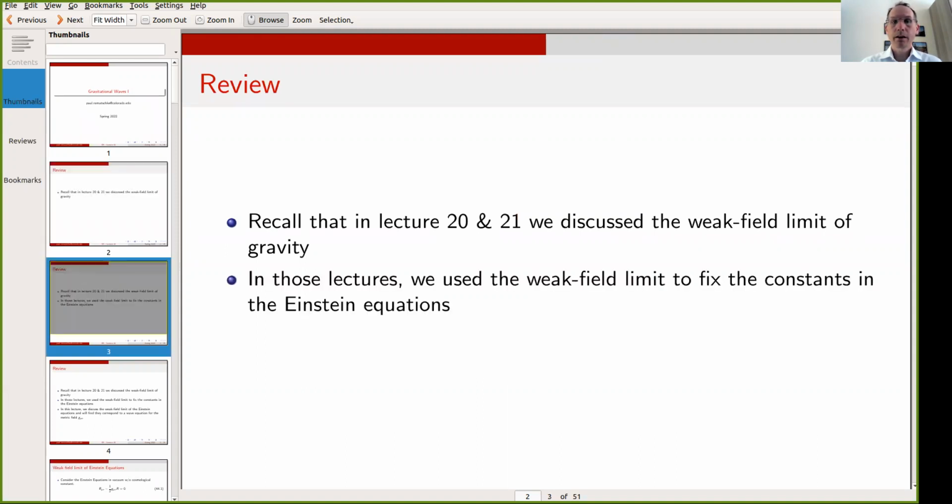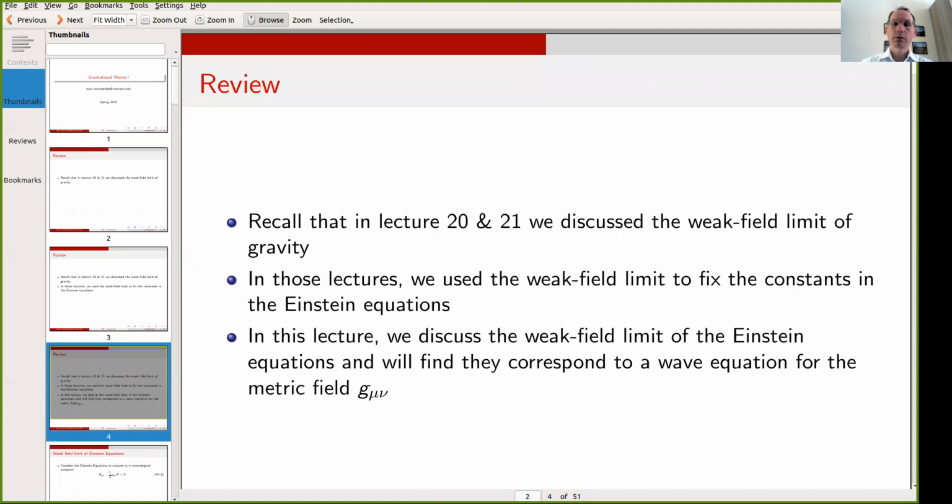In those lectures, we used the weak field limit for a particular purpose, namely we needed to fix the constant on the right-hand side of Einstein equations. So we used the weak field limit there to express the Einstein equations as a limit of the Newton equations, so that we could use Newton's constant to fix the constant on the right-hand side.